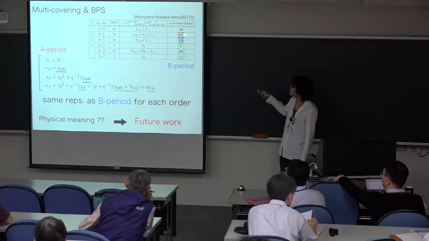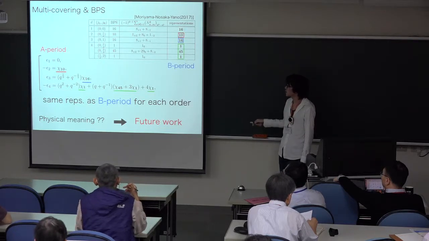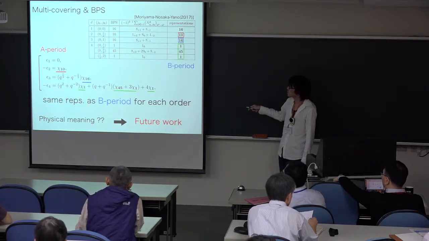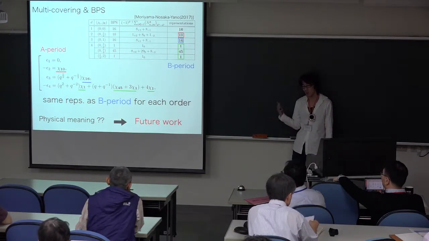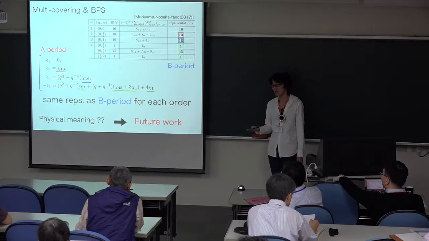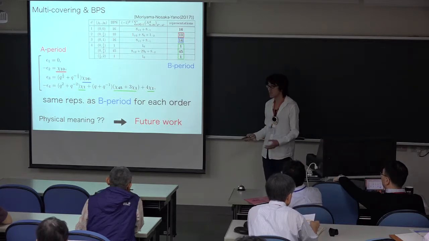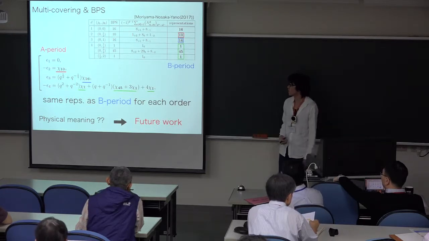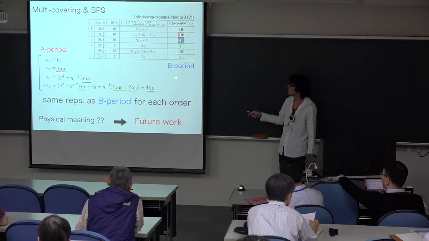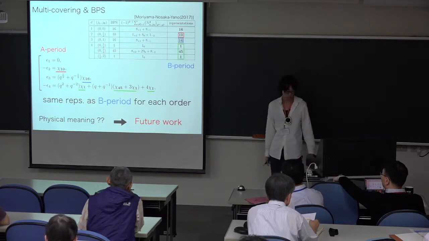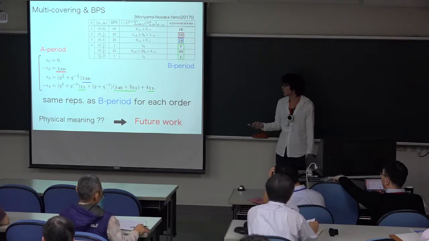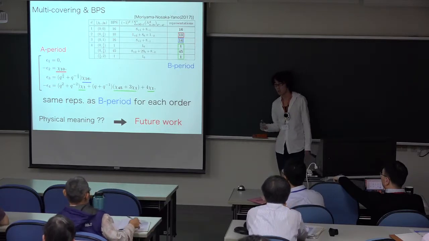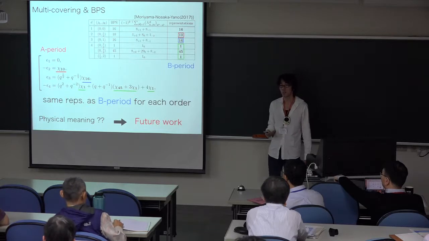So in the first order, in the BPU, there are 16 representations. On the other hand, in the A period, there are no representations. Nevertheless, except for one trivial case, we find a precise agreement between the A period and B period for each order.